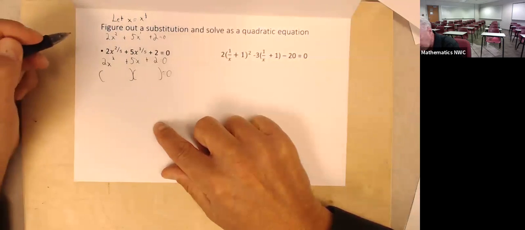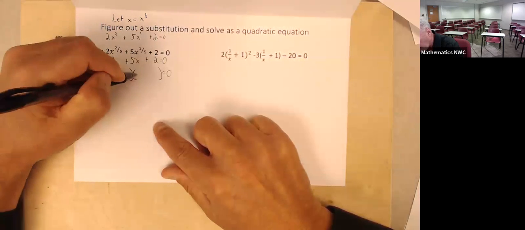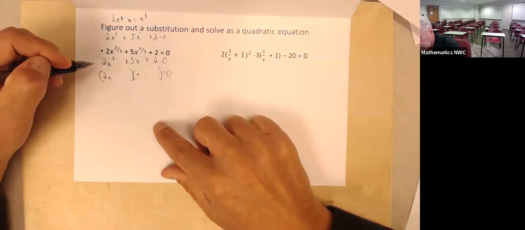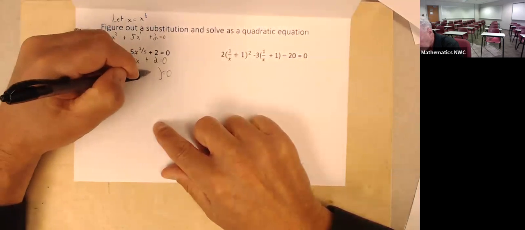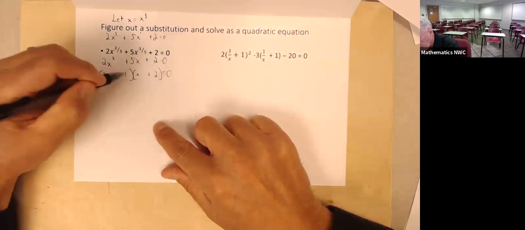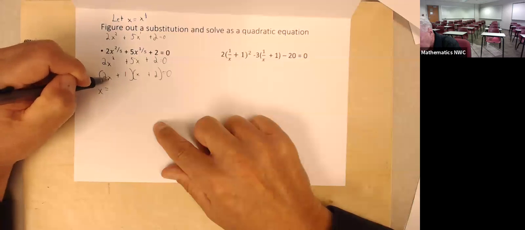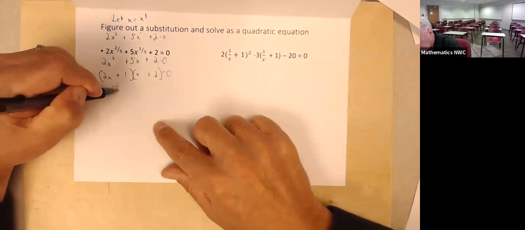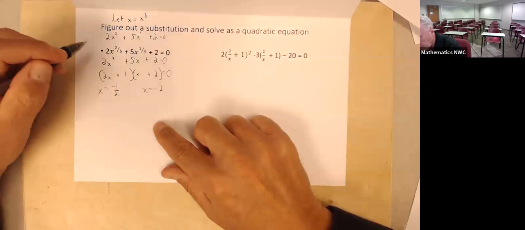It will factor. So I'm going to have a 2x and a 1x. I need factors of 2 that give me a sum of 5. Notice this x will be a -1/2. This x will be a -2.